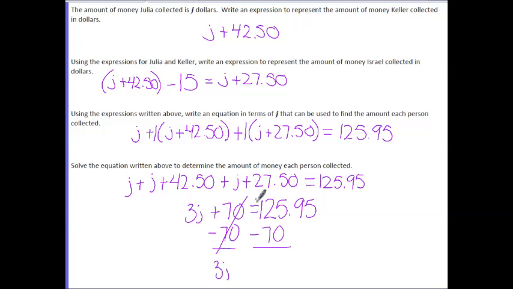If it helps you to keep yourself organized, you could also draw the wall, and then your equal sign will always stay directly on the wall. So when I subtract these two, we are left with $55.95.